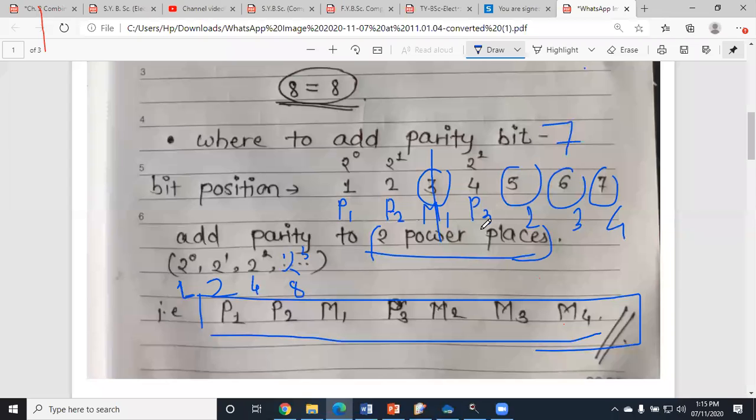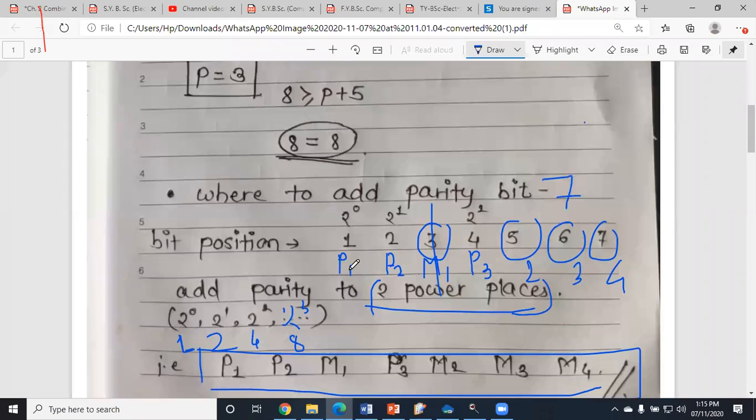Understood? Why I added parity bits at this position only? 1, 2 आणि 4 लाच का parity bit ऍड केलं? दुसरीकडे का नाही केलं? हे समजलं का? हो. Yes, ma'am. राईट. नाव 3 पॅरिटी बिट झाले, P1, P2, P3.